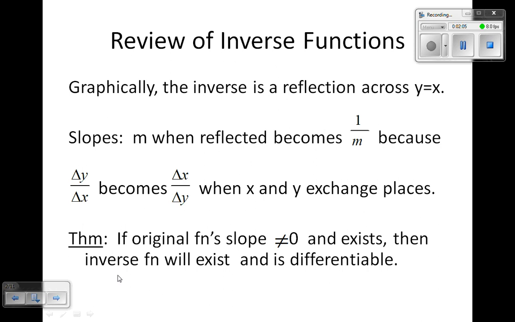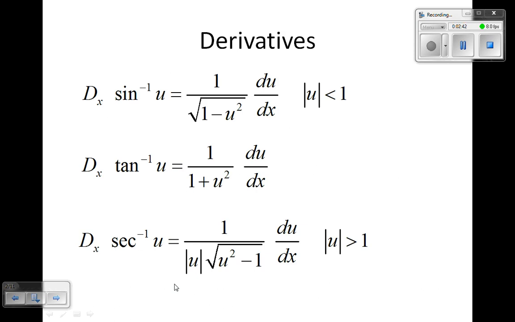The last part down here, I put in the little theorem that's in this section that says as long as the original function slope is not 0 and it exists everywhere, then the inverse function will also exist and be differentiable. Of course, if the original function slope is 0 at some point, then the reciprocal of 0 would be undefined, and that's why it would be a problem. So as long as the original function slope is never 0, then it's going to have an inverse function and it will be differentiable.